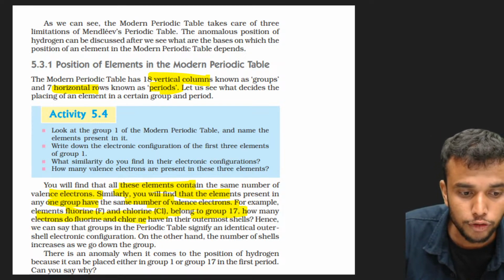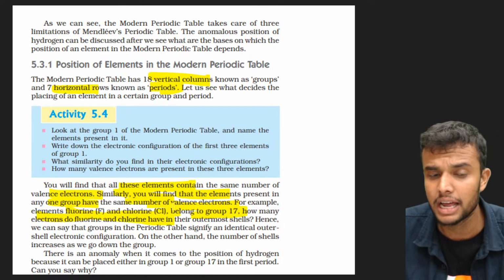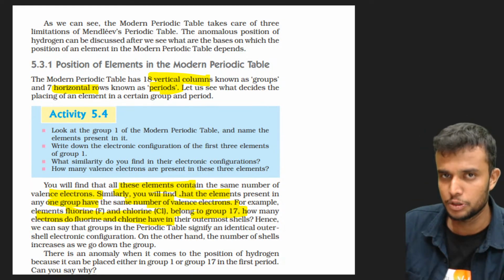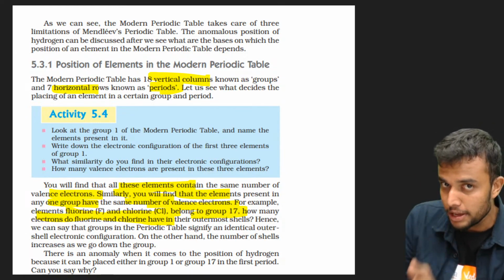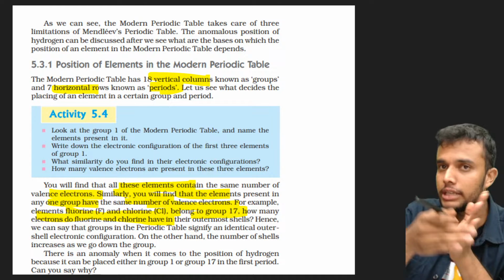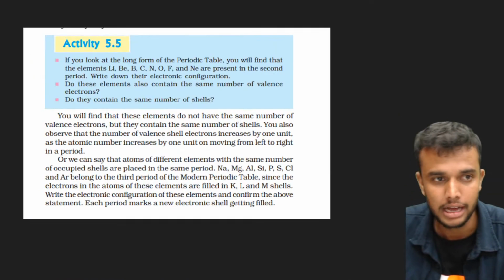How many electrons do fluorine and chlorine have in their outermost shell? 7 is there, right? Fluorine has 7, and this one is also 7. That's why he arranged those elements in group 17. They kept those elements in one group. Okay, my dear students, I hope it's clear.